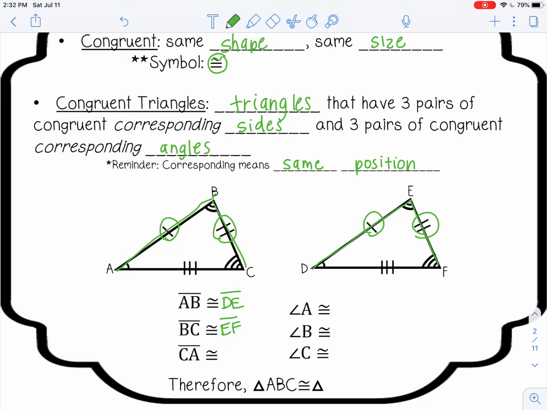And the order does matter. Notice I went from B to C, so I want to go from E to F. And then CA would correspond with FD.